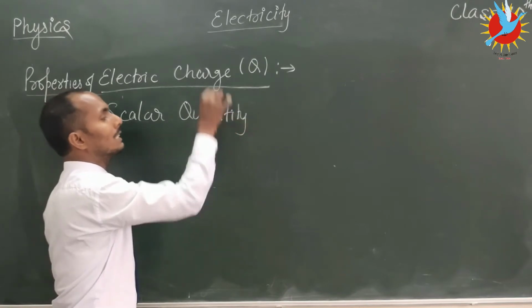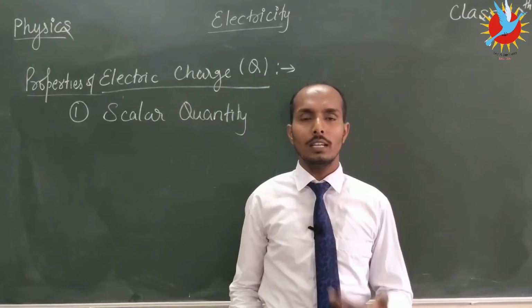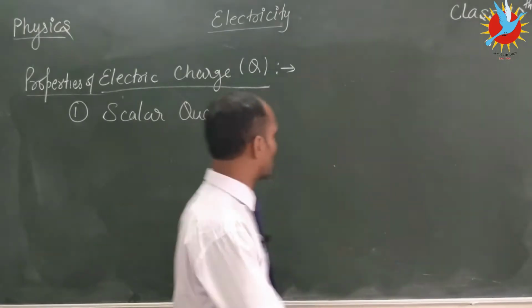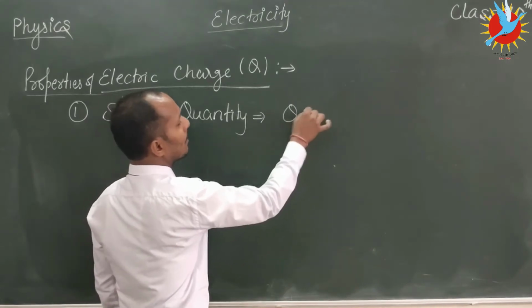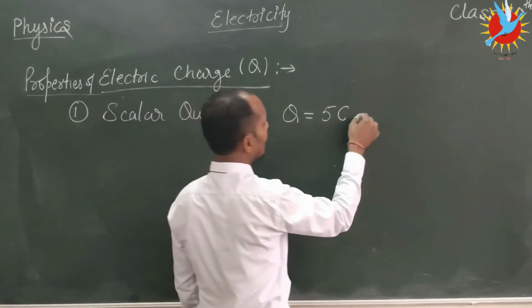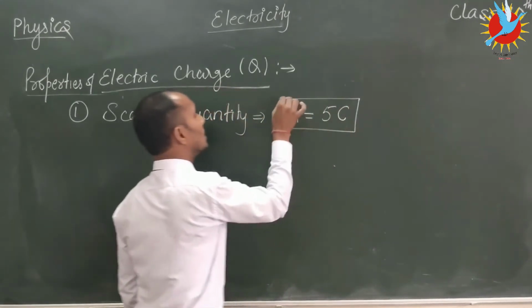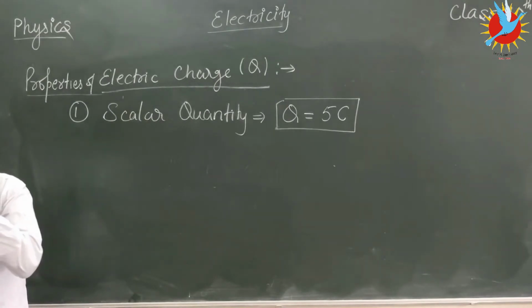What it means? It means it has only magnitude, not direction. For example, you can say 5 coulomb, 50 coulomb, then it has only magnitude, not direction. Okay, this is the first property.